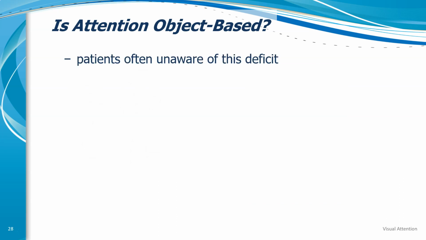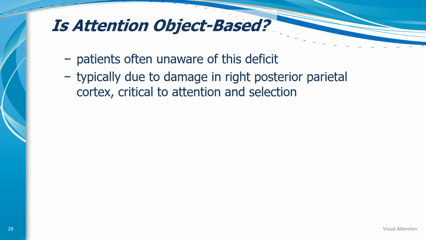People with unilateral neglect are often not aware of it. You have to point that out to them. Hey, you only shaved one side of your face. Now, typically, the damage is on the right side of the brain, interestingly, the right posterior parietal cortex. And we know this is important for attention and for selecting visual objects.